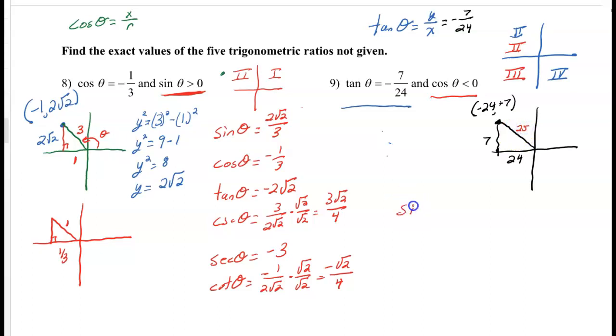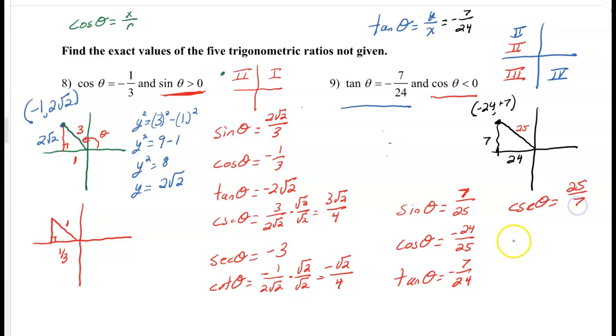So at this point, you can say the sine of theta is the y-coordinate over the radius, 7 over 25. Cosine of theta is the x-coordinate over 25. We already know the tangent, but I'm going to rewrite it for completeness. Then the cosecant of theta is the reciprocal. The secant of theta is the reciprocal of cosine. And the cotangent of theta is the reciprocal of tangent. Let's take a look at the next problem.